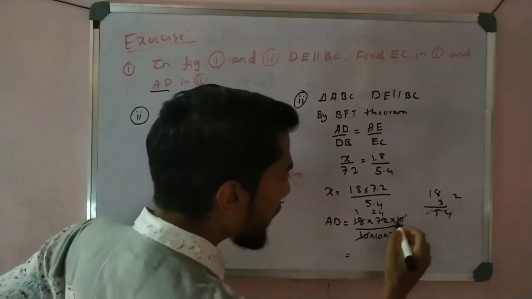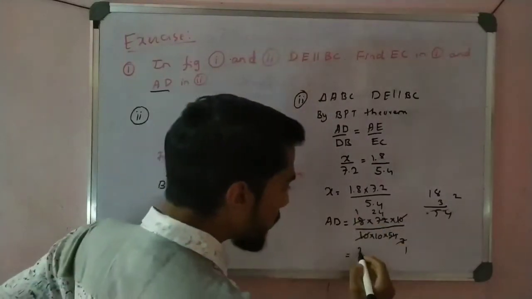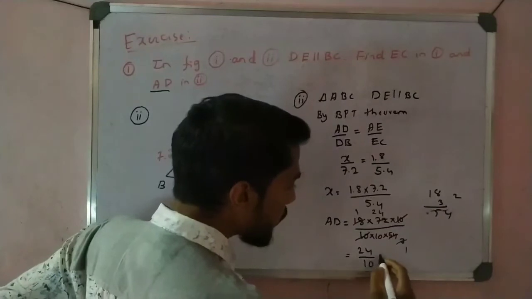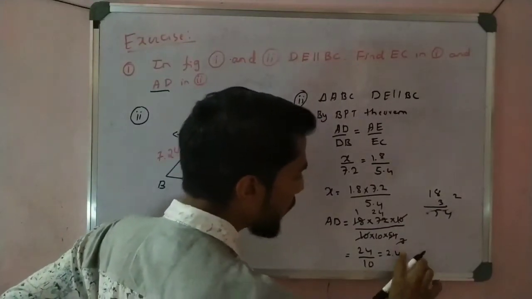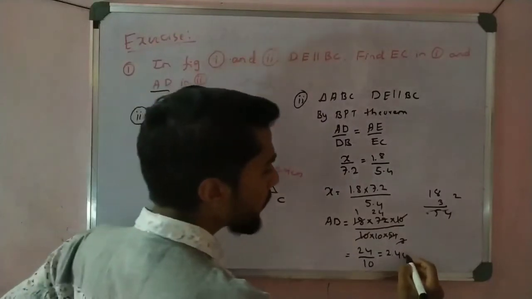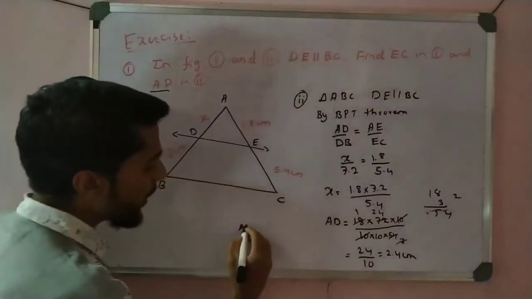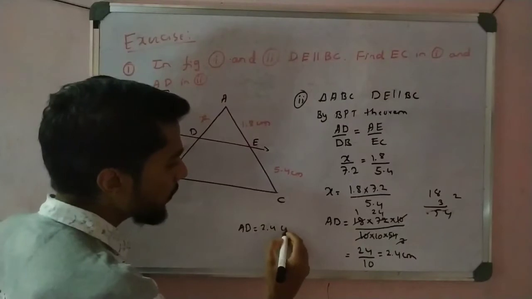The 10 and 10 get cancelled, right? So we get how much? 24 by 10. So what is 24 by 10? 24 by 10 is nothing but 2.4 centimeter. So what is AD? AD is equal to 2.4 centimeter.